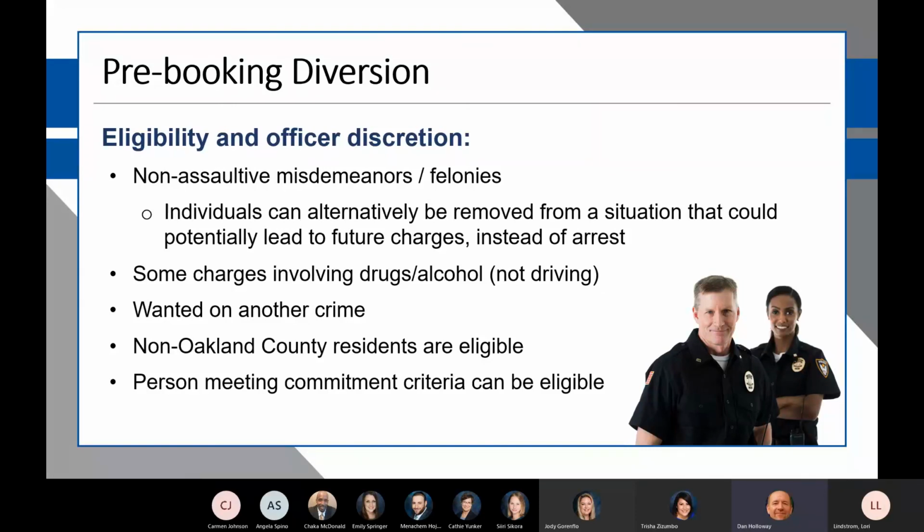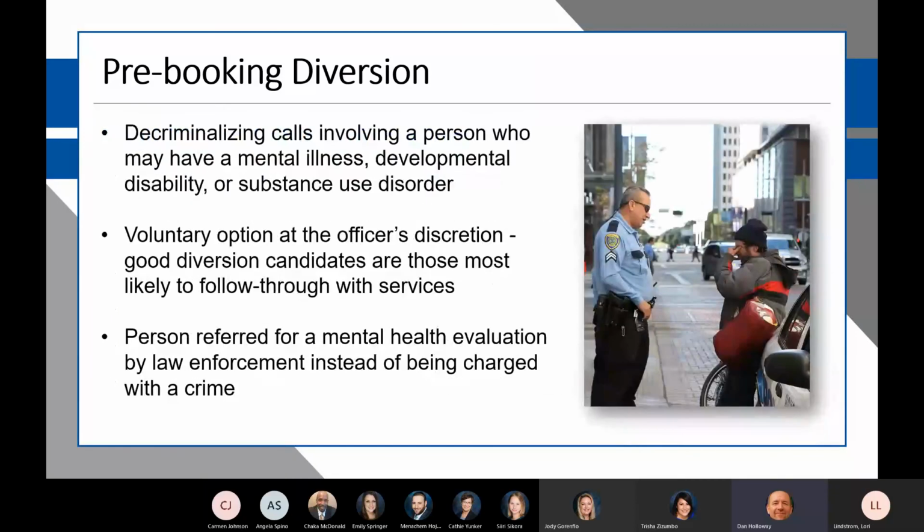And the next slide, please, number 14, pre-booking diversion. Just a summary, really, on this slide. Like I just mentioned, it's decriminalizing calls involving a person who may have a mental illness, a developmental disability, or substance use disorder, or all of the above. It is, again, an option for officers. It's another tool for their tool belt.